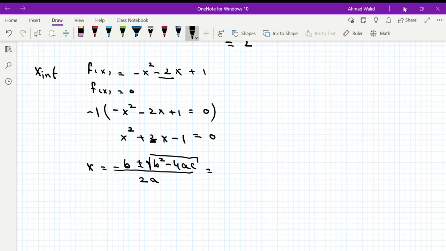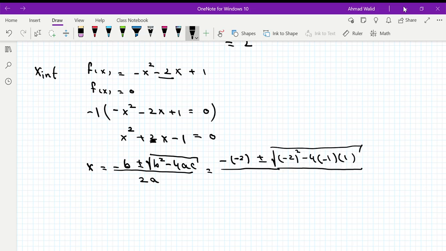Then if you use the original, it will be negative 2 plus minus the square root of negative 2 squared minus 4 times negative 1 times c, positive 1, correct? Over 2 times negative 1. Simplify, the double negative becomes positive. 2 plus minus the square root of negative 2 squared gives you 4. Negative times negative gives you positive. 4 times 1 gives you 4.